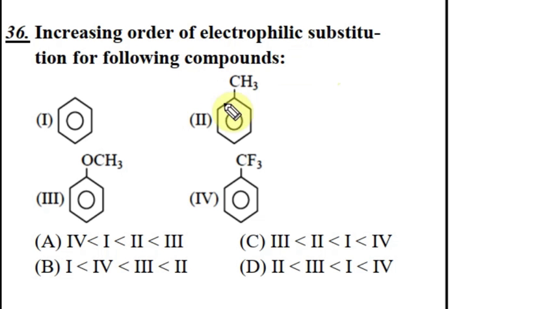Increasing order of electrophilic substitution for the following compounds. So this is plus R, hyperconjugation, minus I, neutral. So obviously my 3 greater than 2 greater than 1 greater than 4.